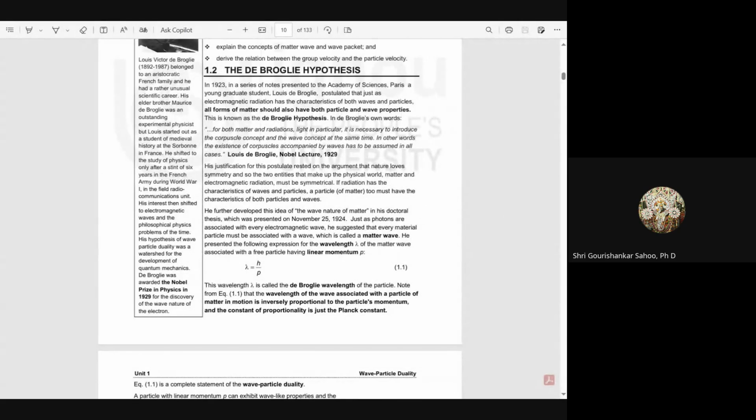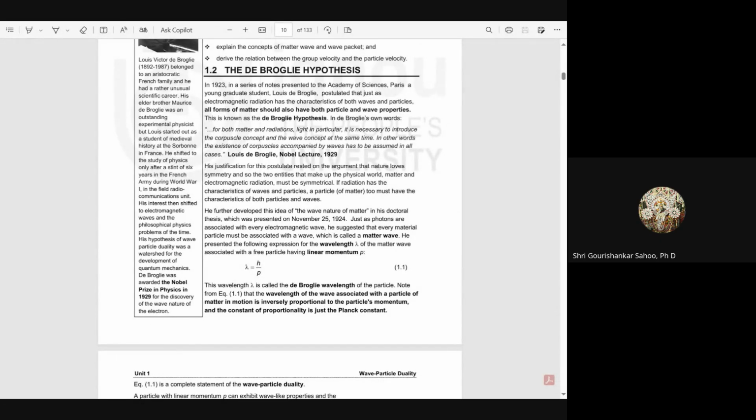the de Broglie hypothesis, and there is the famous equation lambda is equal to h by p. Lambda is the de Broglie wavelength, h is Planck's constant, and p is momentum. So the wavelength of the wave associated with a particle of matter in motion is inversely proportional to the particle momentum, and the constant of proportionality is just Planck's constant, and it is very much dominant for microscopic particles like electrons, protons, photons, and so on.